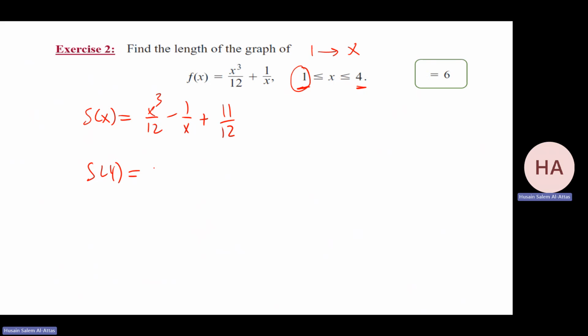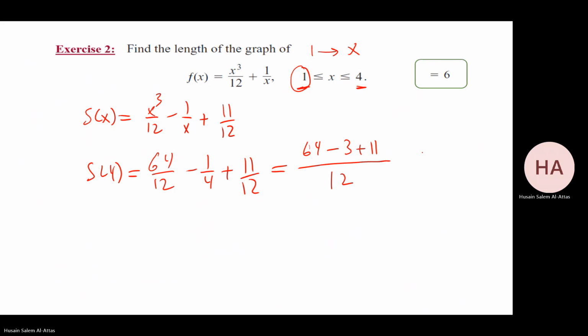S of 4 will be what? 64 over 12 minus 1 over 4 plus 11 over 12. I can make it over 12. That will be 64 minus 3 plus 11, which is 64 plus 8, which is 72 over 12, which is 6.